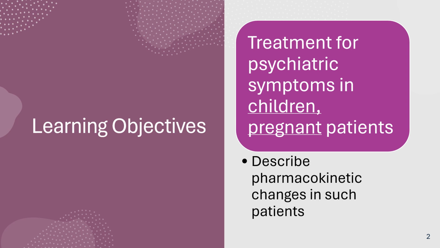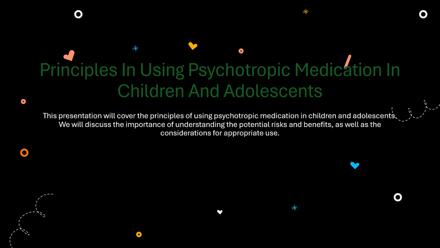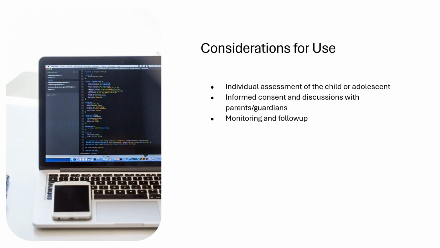For today's lecture, we are going to cover the treatment of psychiatric symptoms in children and then in pregnant women, because there are a lot of pharmacokinetic changes in these patients, and we'll be learning what these changes are. First we'll see the differences in children, and part 2 of this lecture will concentrate on pregnancy. So first, in children, what are you supposed to do? What is the first step? First you have to do an individual assessment of the child.